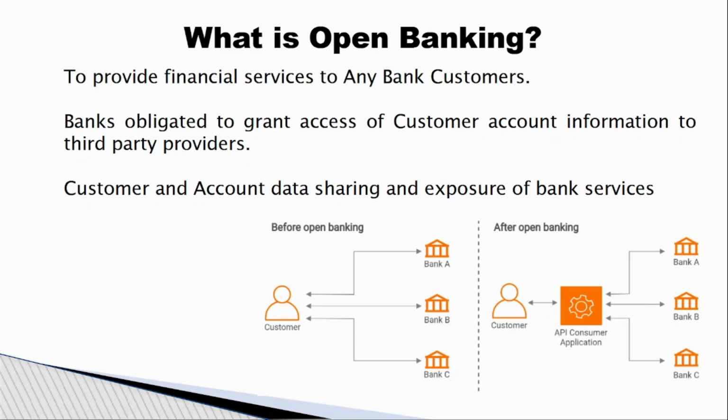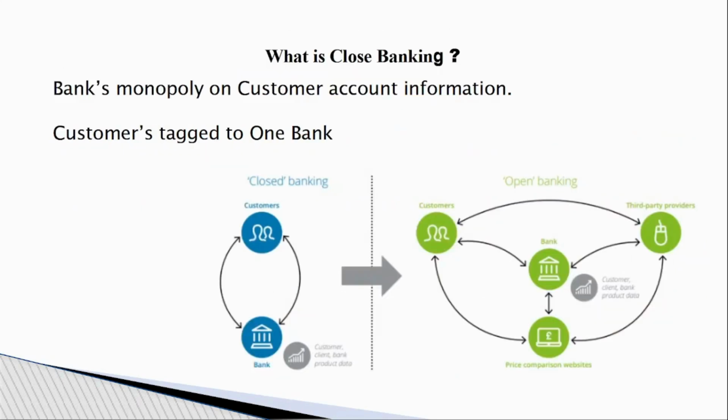After open banking, you have API service providers. You can access multiple bank accounts. The customer can access from the API or through the service provider. You can access bank A accounts, bank B accounts, and bank C accounts also. And in open banking, customer data will be shared with other banks also.